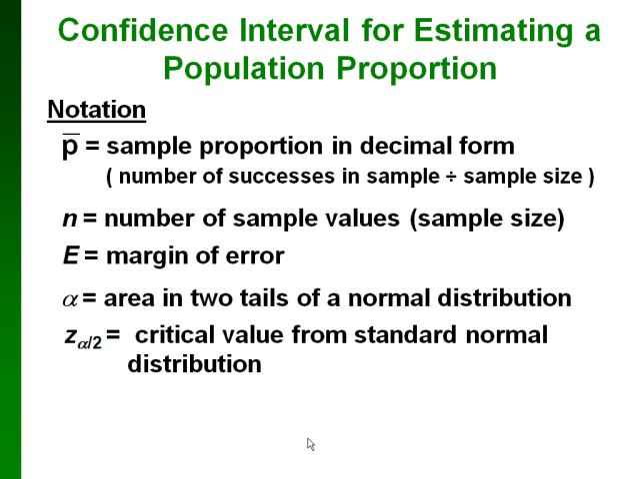Here's the notation. The only thing that's different here is that we use p-bar, which is the sample proportion. And we do have to put this in decimal form to use it in the formulas. And we get our sample proportion by taking the number of successes in the sample data and dividing by the sample size.